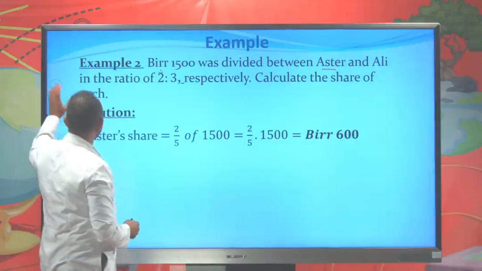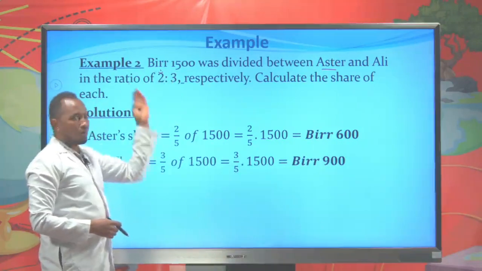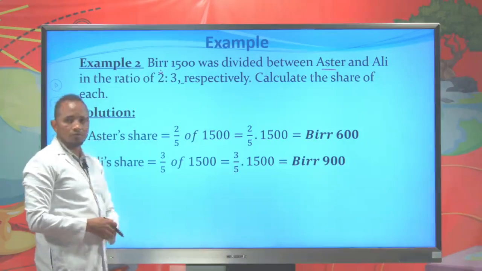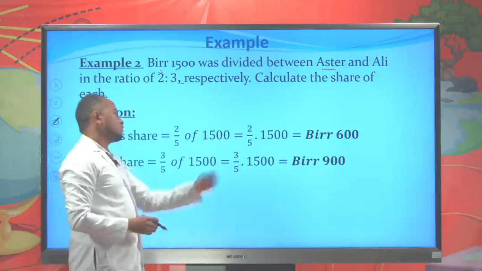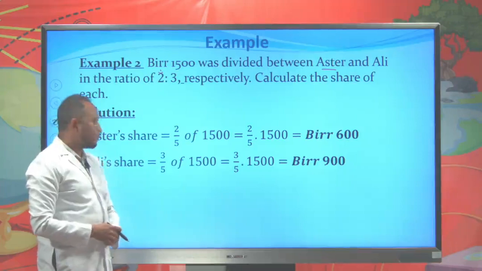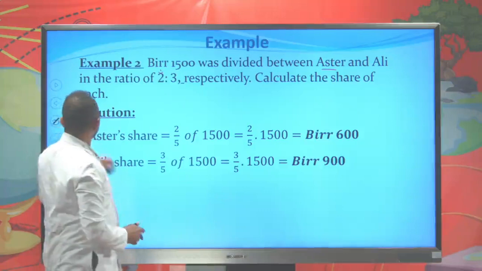Similarly, Ali's share is 3 out of 5 or 3 fifths of 1,500. So 3 fifths of 1,500 gives you birr 900. Therefore, Ali's share is birr 900.